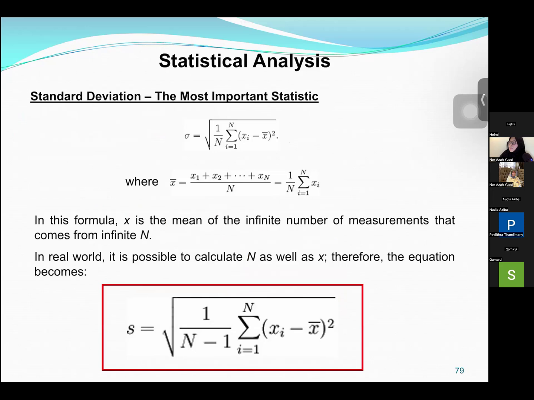So standard deviation, this is if the sample is more than 30.